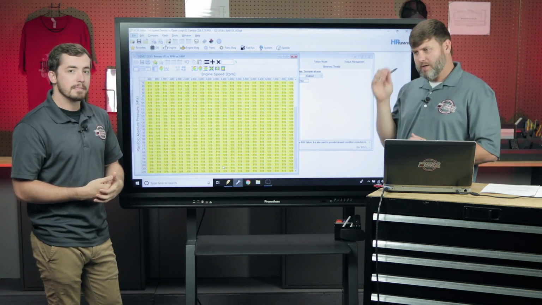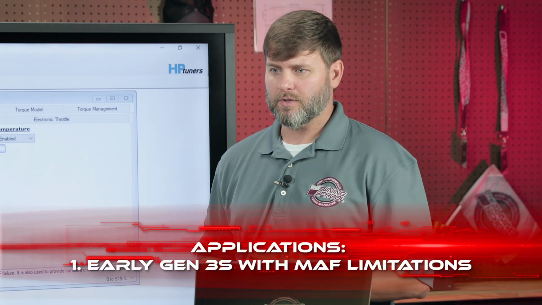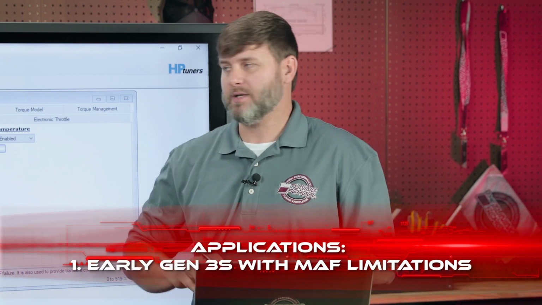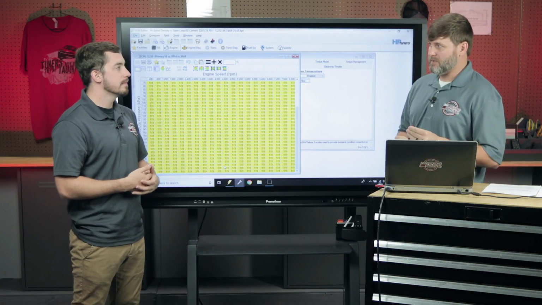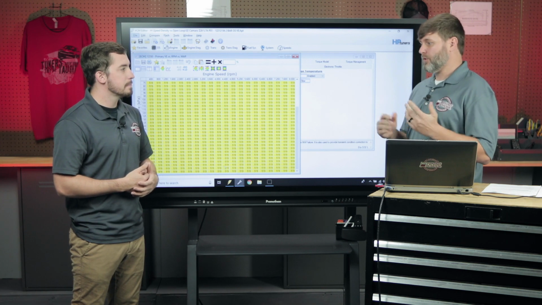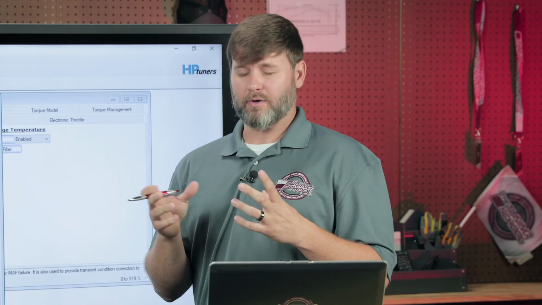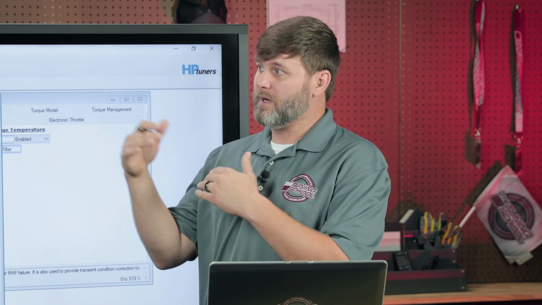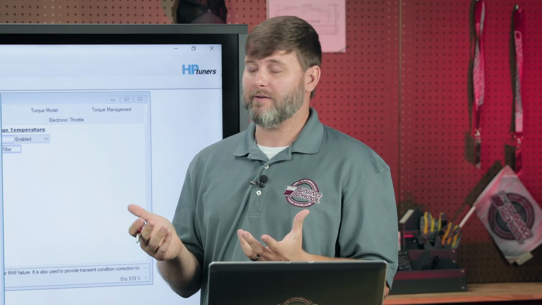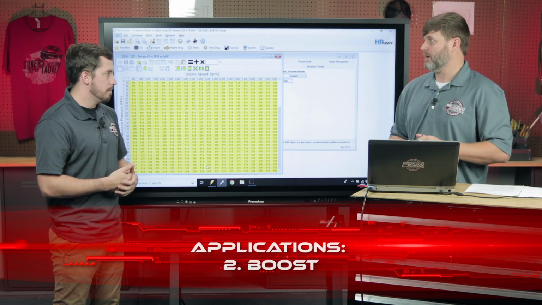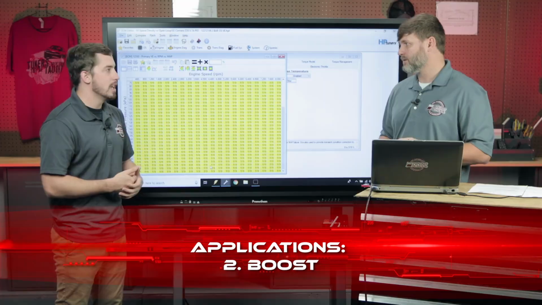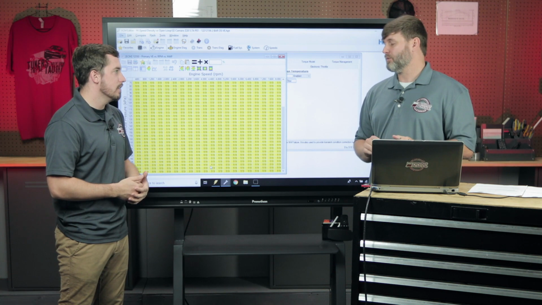So if you have an early Gen 3 setup, you know, an F-body car or an early Gen 3 truck or SUV, you're going to have MAF limitations very quickly. You're going to run into where your cold air intake is too small, and that mass airflow sensor reads in a very low hertz, and you're going to max that out very fast. So that's one. And of course, boost. Boosted applications, boost is just going to complicate that whole system and make it even worse. It just maxes out what that sensor can read even more quickly, right?